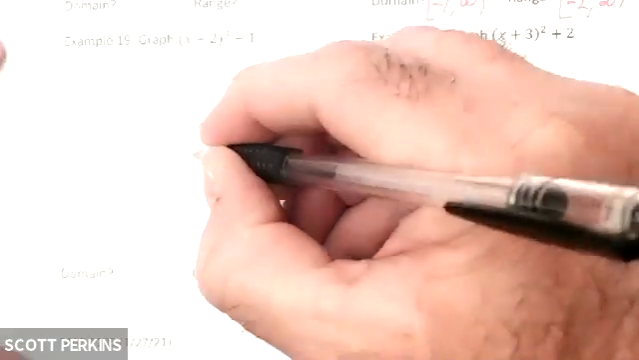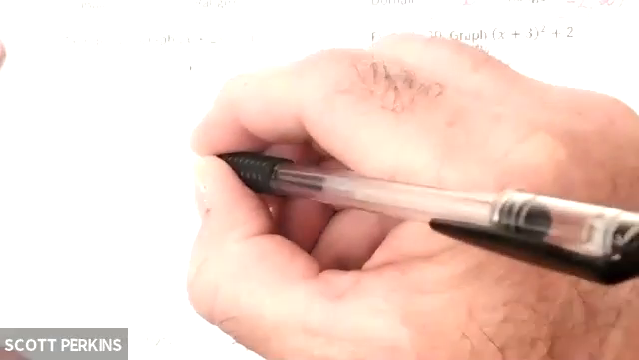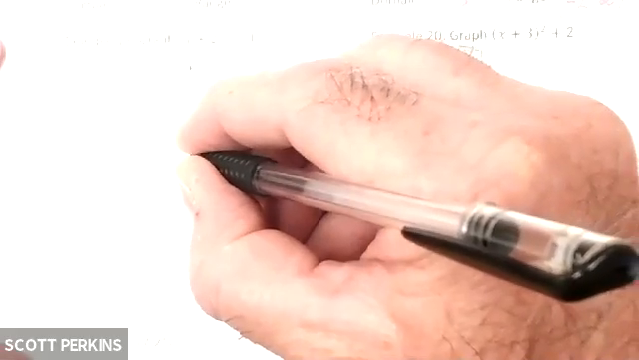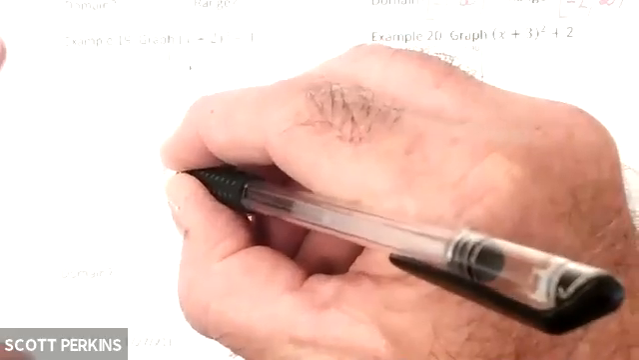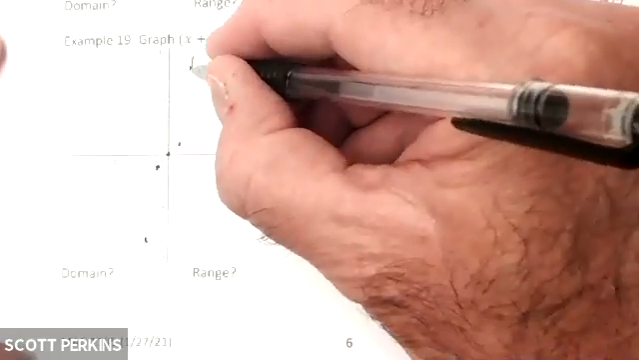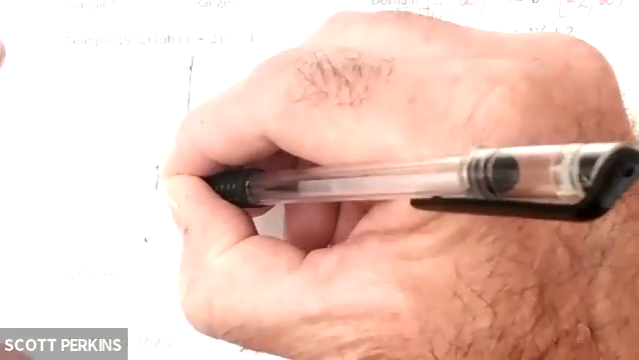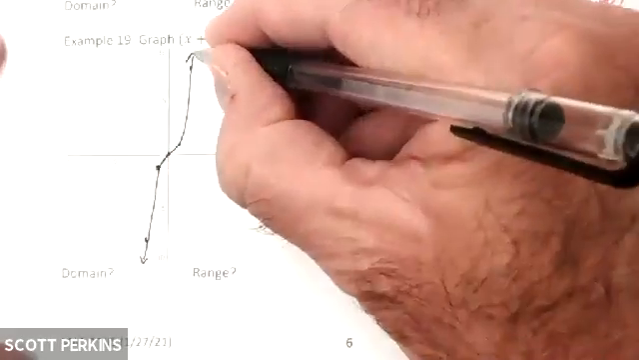So when I cube 2, I get 8. When I cube 1, I get 1. When I cube 0, I get 0. -1 gives me -1, and then finally -2 gives me -8. Here's my basic graph of x cubed with my arrows.